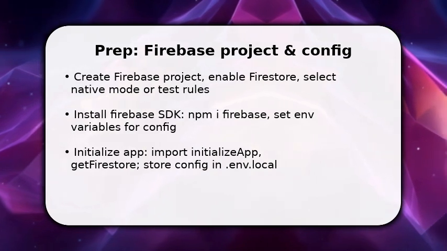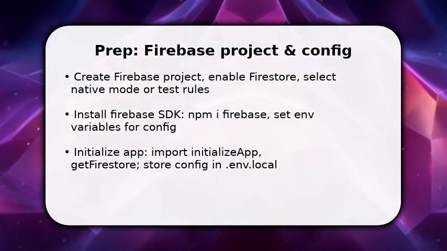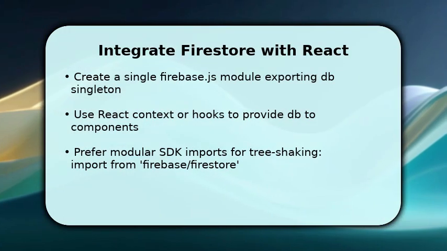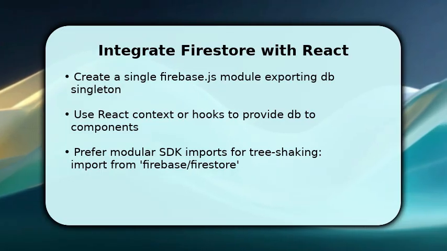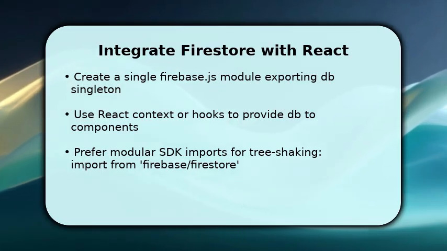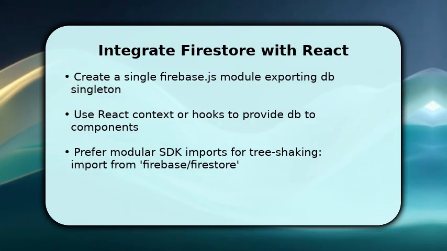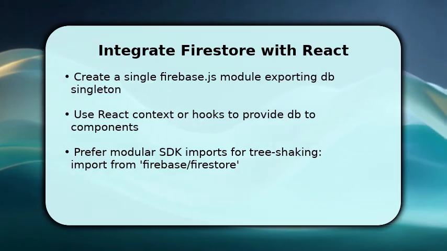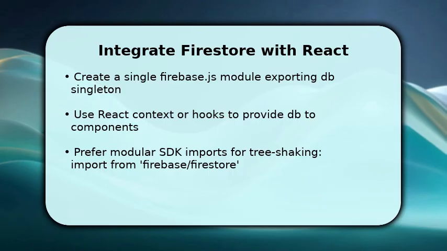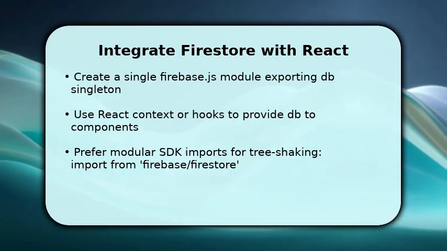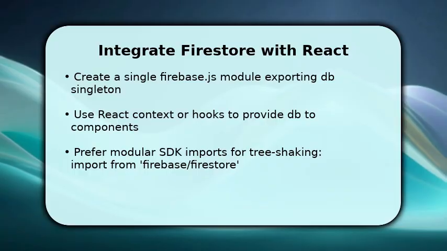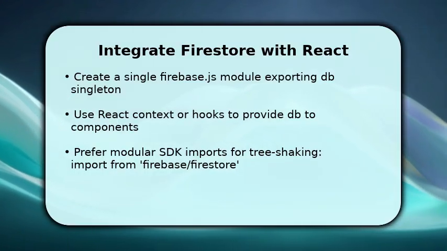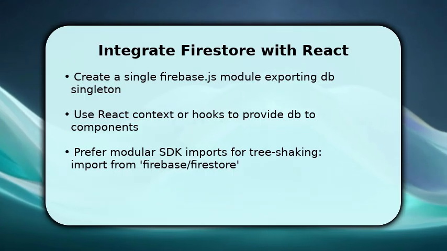Now wire Firestore into React by creating a single firebase.js that exports a db singleton. This prevents multiple initializations. Once exported, wrap your app with a context provider or build custom hooks like useCollection and useDoc to centralize queries and mutations. Use the modular SDK API. Import getDocs, doc, setDoc, so bundlers can tree shake unused code. This approach keeps components focused.